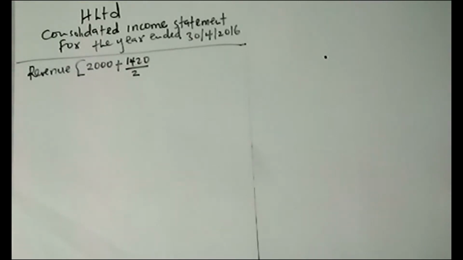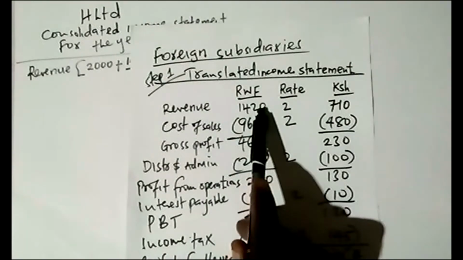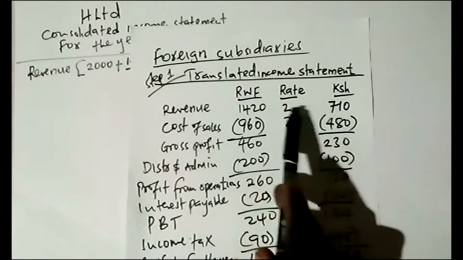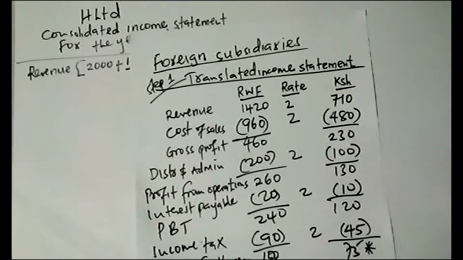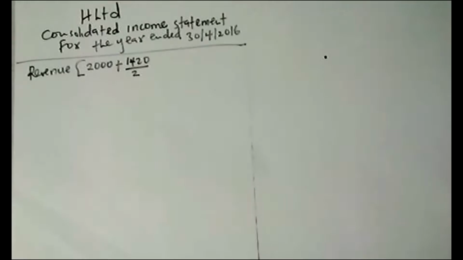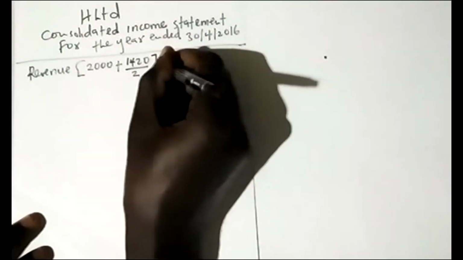This is what we did. I converted the 1420 to Kenyan shillings by dividing by 2, because when converting income statement items, we use the average rate. If I could have avoided doing step 1, I could have done it this way: 2,000 plus the revenue of the subsidiary, that is 1420, which is in Rwandanese francs. I convert, and then after I've converted, I have to adjust.